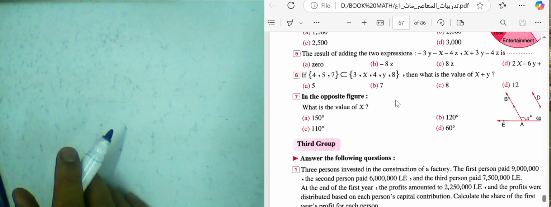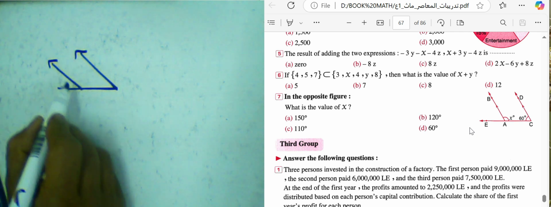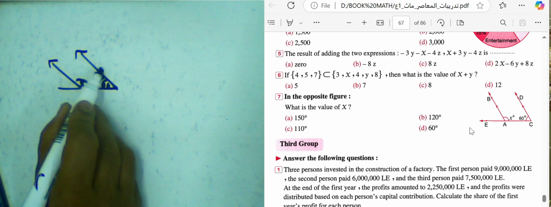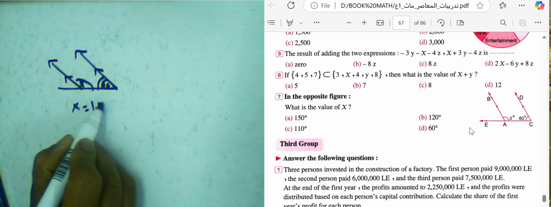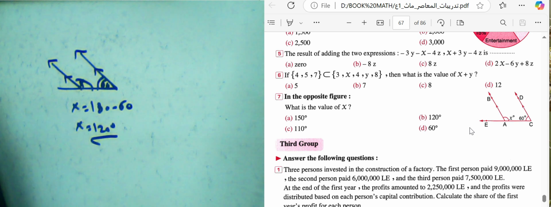Choose letter D. Question number 7. In the opposite figure, we want to find the value of x. We have two parallel straight lines. This angle is x and here is 60. The sum of them will be 180. We call it supplementary angles. Then the value of x equals 180 subtracted by 60. It will be 120 degrees.